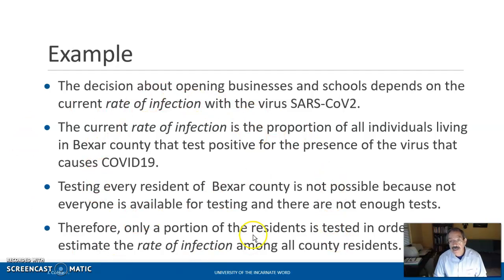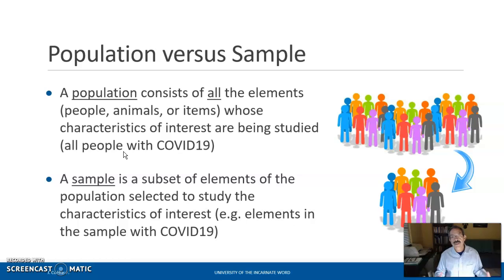So this example is bringing us to the two definitions of the population and that of the sample. A population is defined as consisting of all elements, either people, animals, or items, whatever you're studying, whose characteristic of interest is being studied. Like in here, we're looking at people that have the virus that causes COVID-19. A sample is just a subset of the elements of the population that we selected for the purpose of studying a characteristic of interest, in this case, having the virus that causes COVID-19.